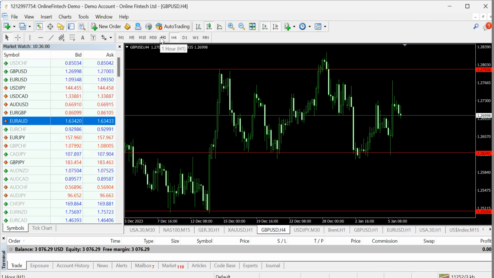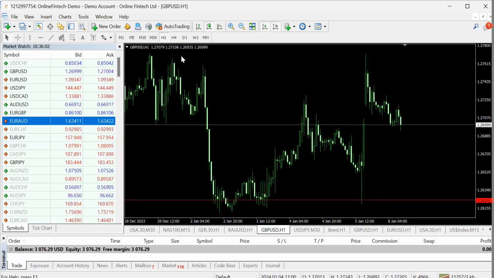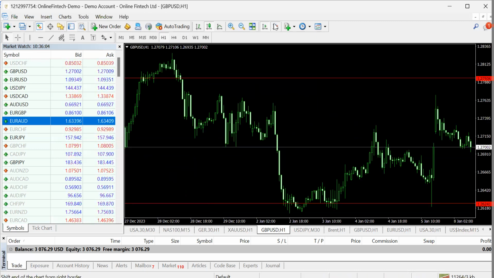So if we go to a lower time frame, like 1 hour, we want to see what we identified. There's also a couple of things I'm seeing here. On Friday, the market gapped from this position all the way to this position and started going all the way up, right?